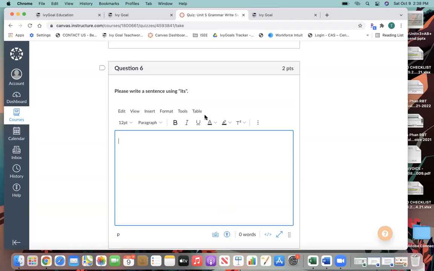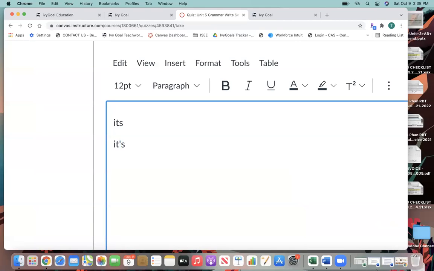I-T-S. So there's two I-T-S's. There's I-T-S and I-T apostrophe S. That one stands for what? What are the two words this one stands for? It is. So we call this a contraction, and it stands for it is. How about this one, ITS? What is this showing? Possession. Right?